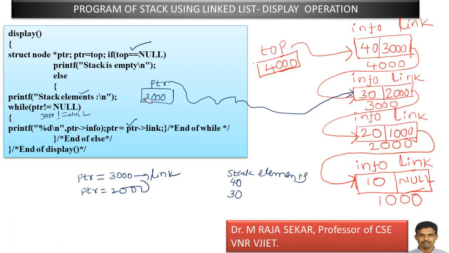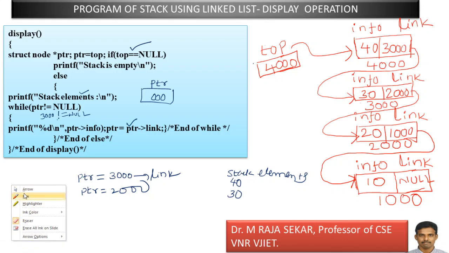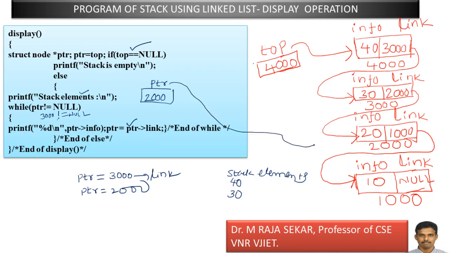Let me remove this one. This must be removed. Let me remove this also. Just a minute, let me choose the pen. PTR is 2000. Automatically, PTR will search for a node whose address is 2000, isn't it? Now again what happens? Let me remove this part of code. Yes, PTR is updated.